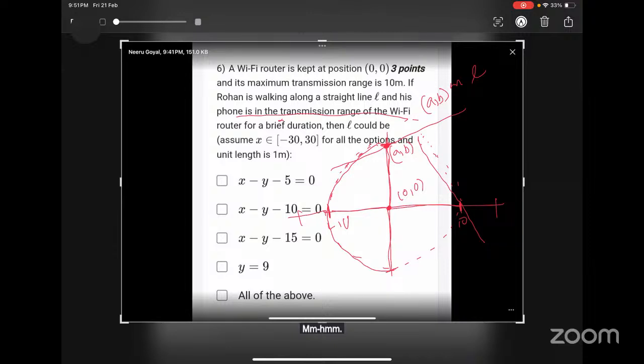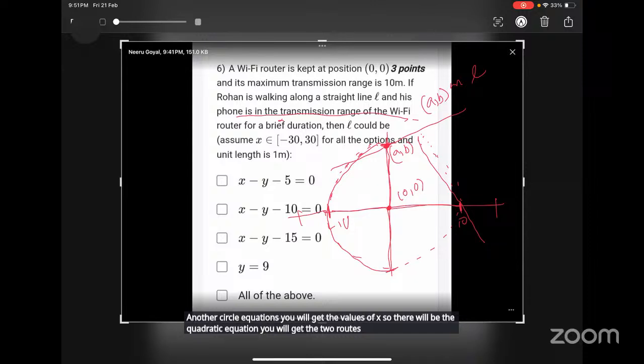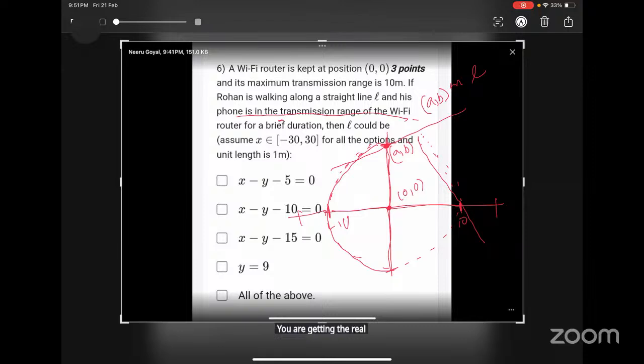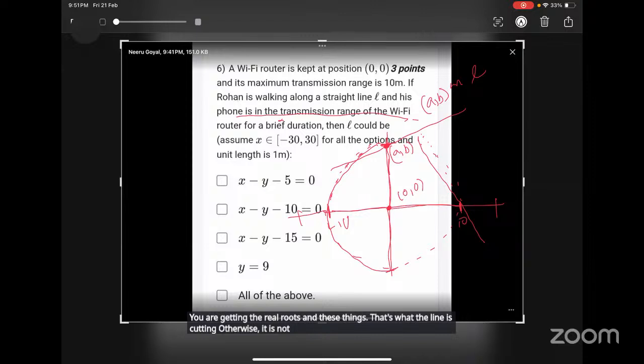So there will be a quadratic equation. You will get the two roots where the line and circle are cutting. If they are cutting, that means Rohan is in the range. If you are getting real and distinct roots, that means the line is cutting. Otherwise, it is not cutting. So you will not see the option. If it is cutting, or you are getting real distinct roots, I think that would be the chord of that circle.